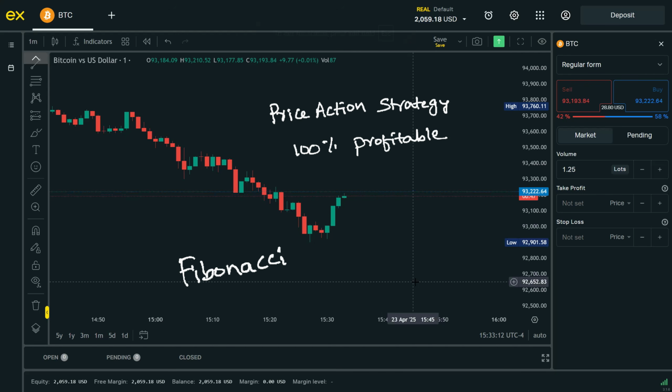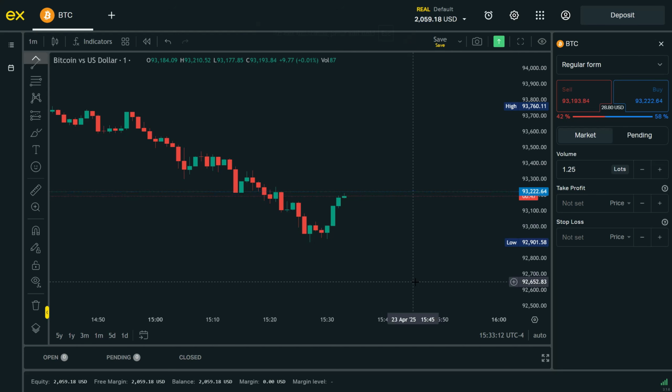You'll learn how to identify high probability zones, perfect entry points, and smart exits, all using just the Fibonacci retracement and some simple candlestick confirmations. Trust me, once you see how effective this strategy is, you'll want to use it every day.